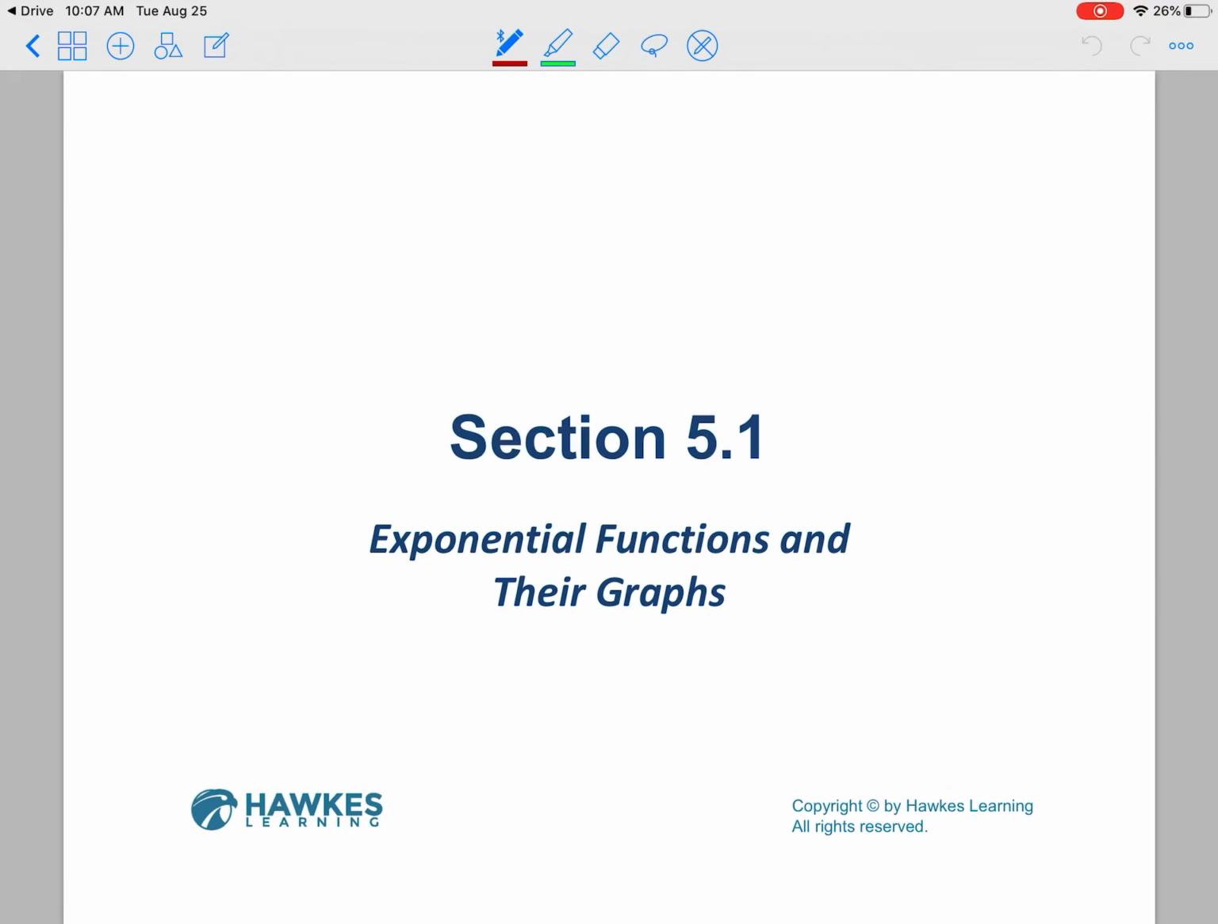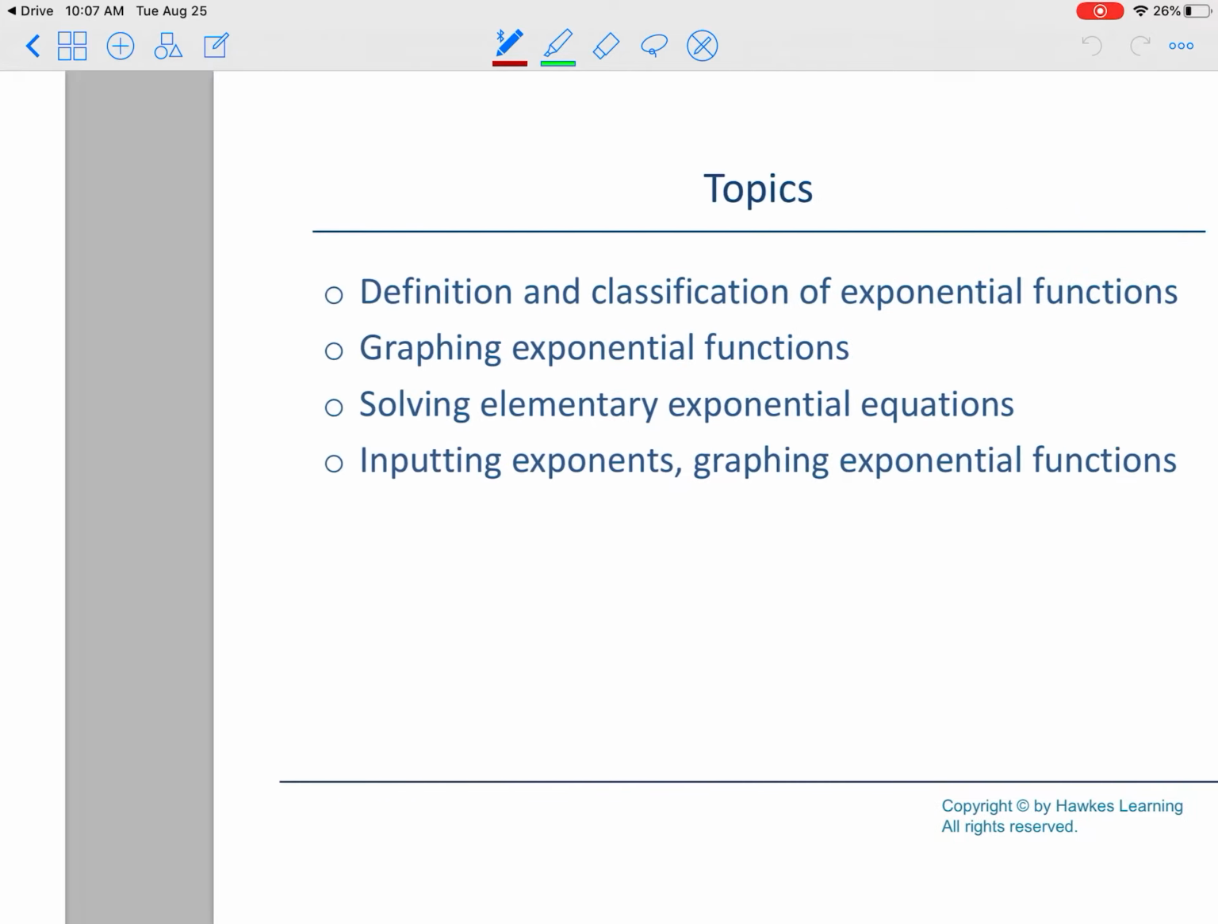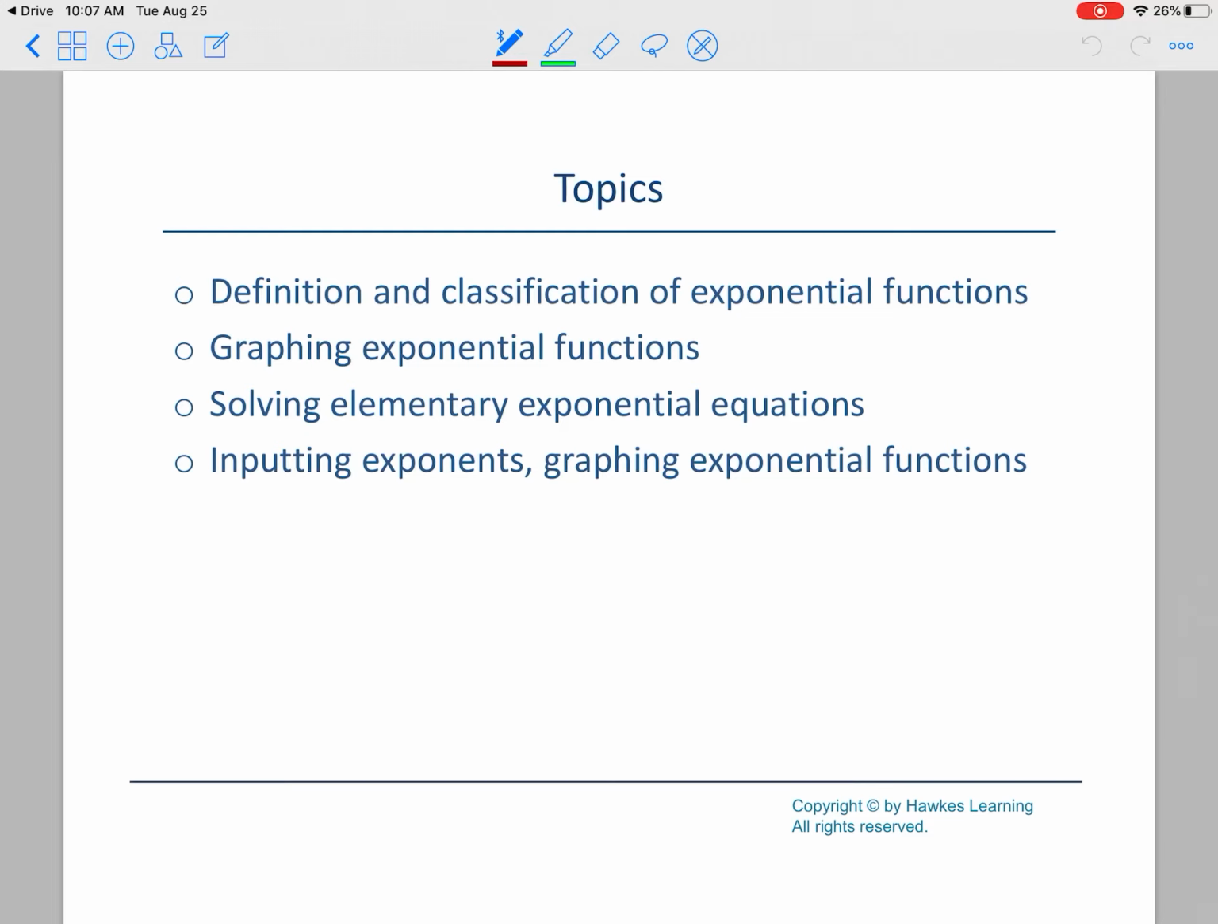In section 5.1, we're going to be looking at exponential functions and their graphs. So our topics today are going to be the definition and classification of exponential functions. What does an exponential function actually look like? We're going to be talking about graphing these exponential functions. Okay, the parent graph, we're going to be talking about how they increase or if they decrease, and then we're going to be talking about their shifts.